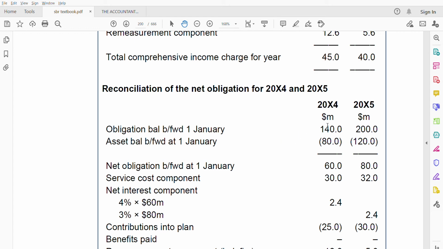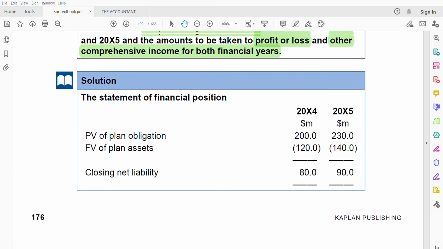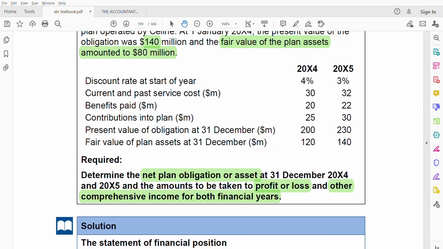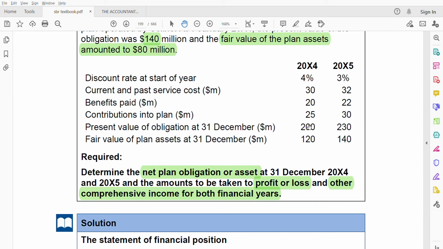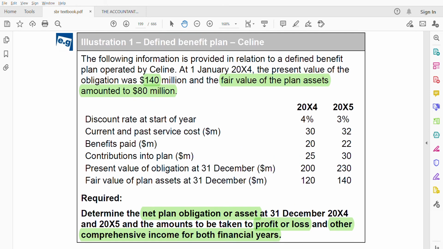Here you are taking the obligation brought forward, which is 140. You're not taking this present value. Please understand. You're not starting with the present value. This all at 31st December, this amount you are taking for the statement of financial position. But you have to take this at the 1st of January. What is the present value of obligation? 140 and fair value is 80. Understood? And for the next year, it will be 200 and 120.